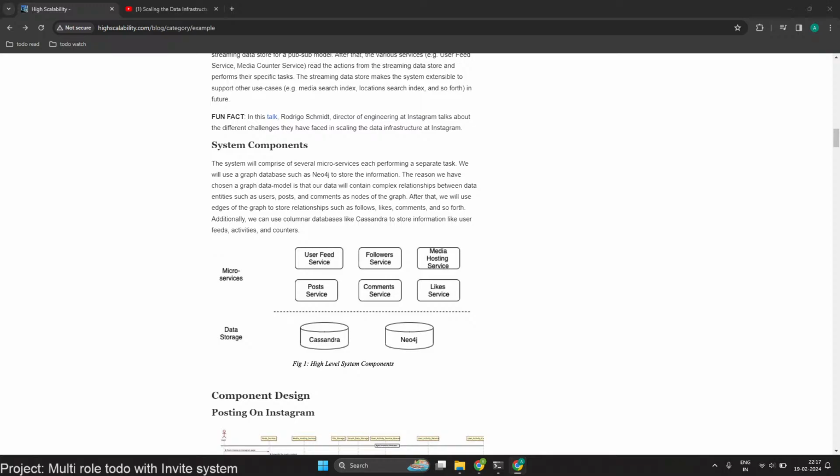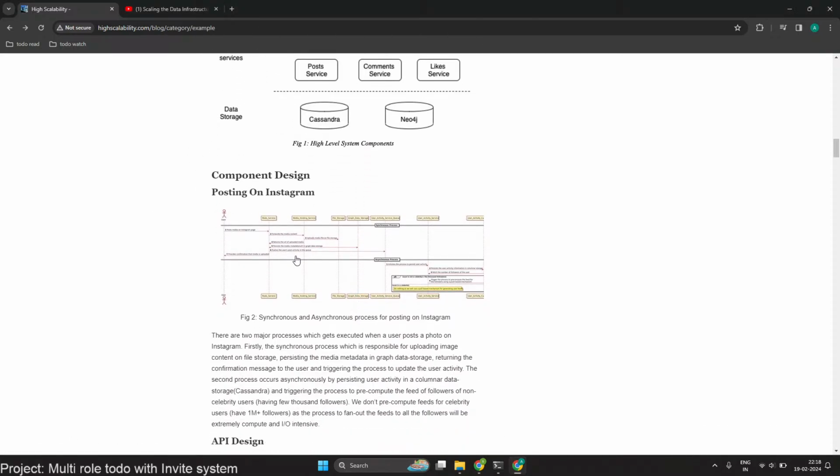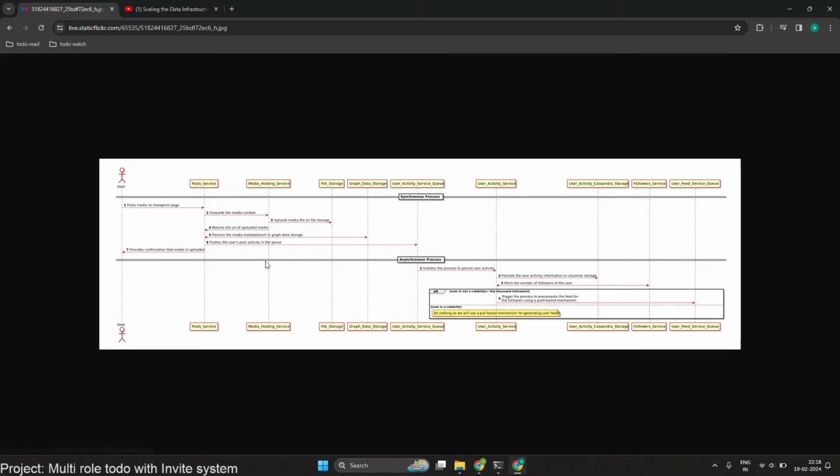Additionally, we can use a columnar database like Cassandra to store information like user feed. We have microservices: user feed service, post service, follower service, comment service, media hosting service, and for data storage we have Cassandra and Neo4j. Component: posting on Instagram. Okay.